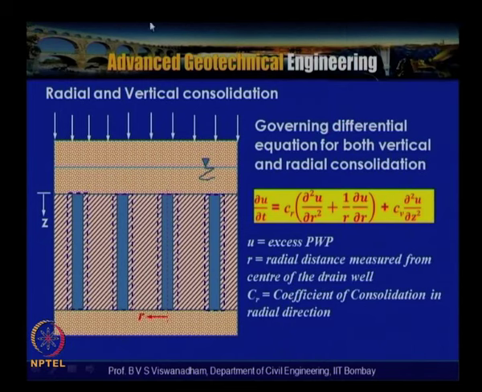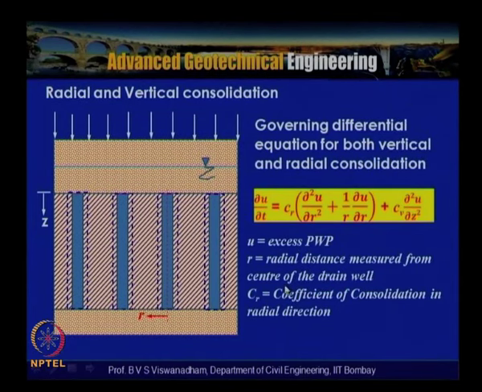So here u is the excess pore water pressure, r is the radial distance measured from the center of the drain well. So this is the drain diameter, and if you are having a prefabricated vertical drain, it comes with a breadth and a certain thickness, then the equivalent diameter of the well is considered. And r is the radial distance measured from the center of the drain well, and Cr is the coefficient of consolidation in the radial direction or horizontal direction.